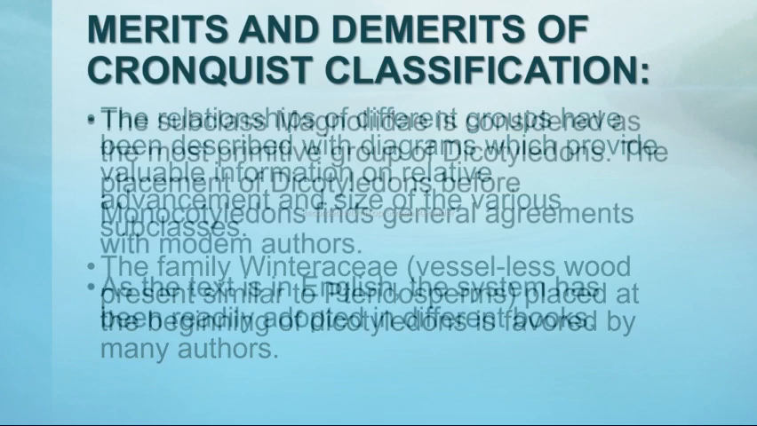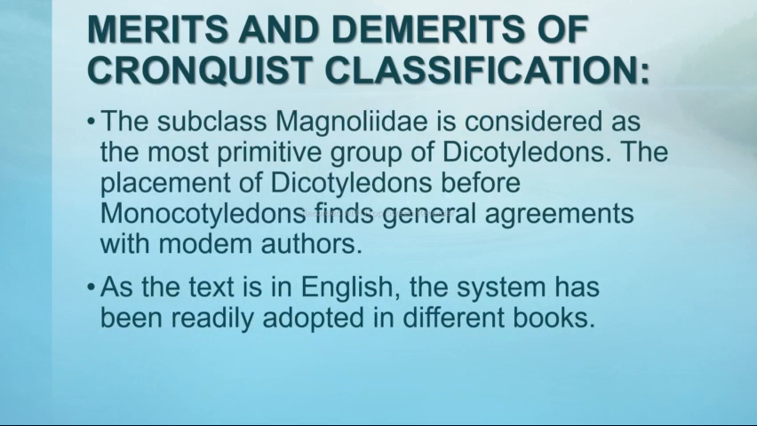The subclass Magnoliidae is considered the most primitive group of dicotyledons. The placement of dicotyledons before monocotyledons finds general agreement with modern authors. As the text is in English, the system has been readily adopted in different books. Next, I am going to discuss the demerits.